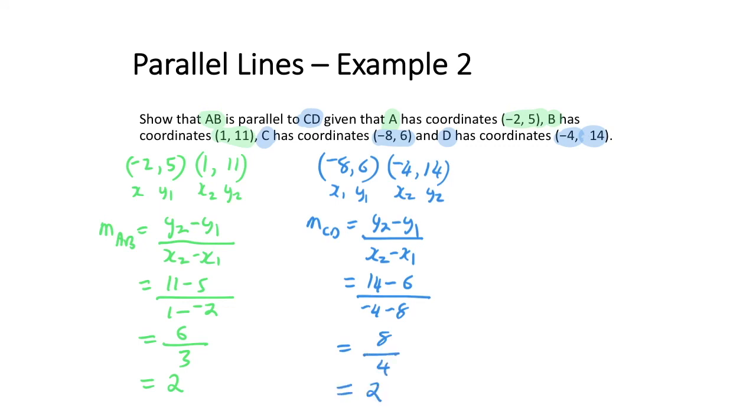I can see that my gradient for line AB and my gradient for line CD are going to be the same. That shows that line AB and line CD are going to be parallel. I can write that as gradient AB is equal to gradient CD, which is equal to 2. Therefore, line AB is parallel to line CD. And therefore I have shown, or proved, that those two lines are parallel. That is an example of how we can show that two lines are parallel.